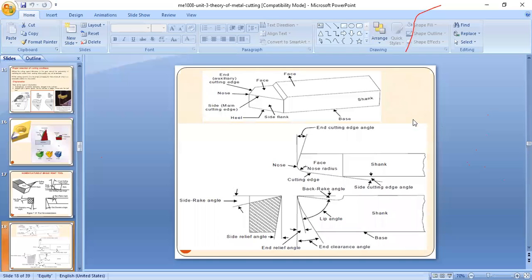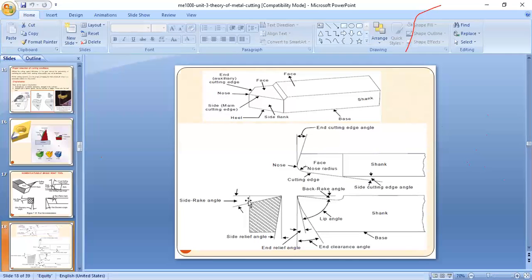And in this diagram, we have the end relief angle and the end clearance angle. Don't confuse the end relief angle and the end clearance angle. And the back rake angle. This is the base of the shank, and this is the tool part. He has drawn, he has given the indication of the side rake also.